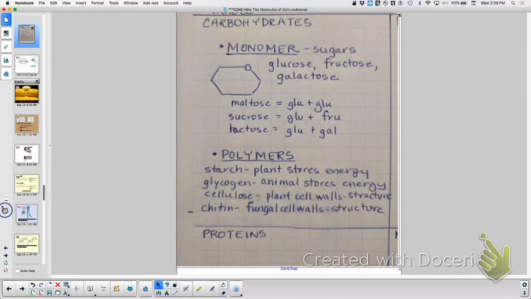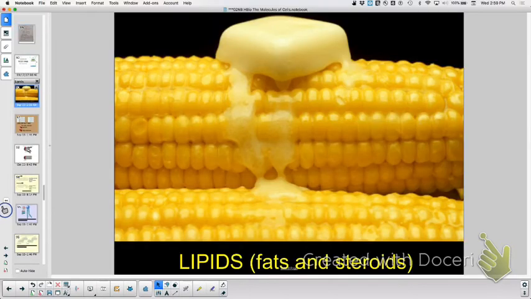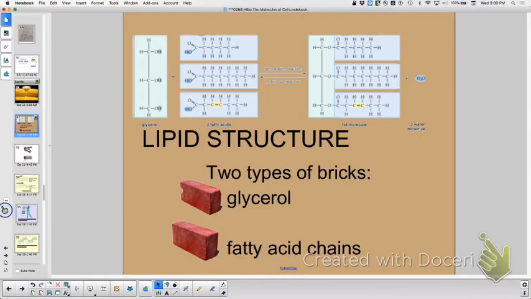Okay, moving on. Let's do the weird one, lipids. The lipids umbrella has two categories, fats and steroids. Fats are made out of glycerol and 3 fatty acid chains. Those fatty acid chains are really long, right? And we talked about how those fatty acid chains have 2 states they could be in. What are the 2 states for those fatty acid chains? Saturated and unsaturated.